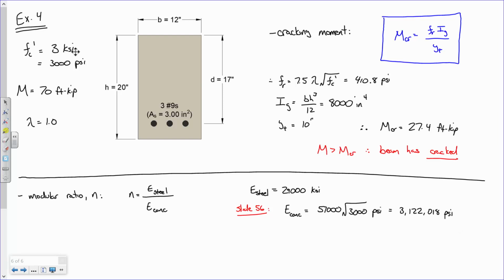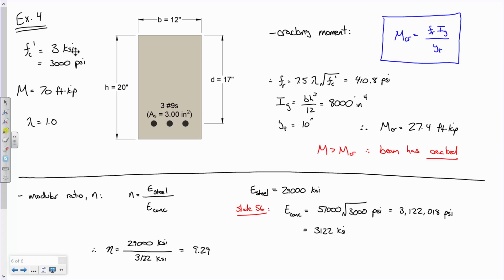So that's in PSI. What is it in KSI? Just move the decimal point over. So 3122 KSI. So if I calculate my modular ratio, my N is 29,000 KSI divided by 3122 KSI. What does that come out to be? First off, what are the units? There are none, yeah. So what do we get as a number? 9.29.